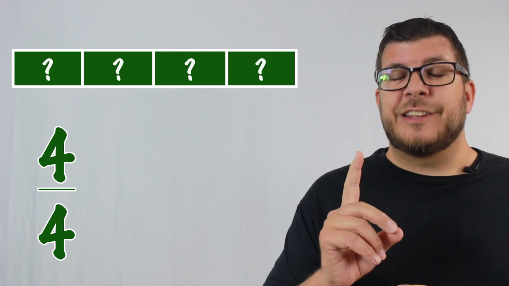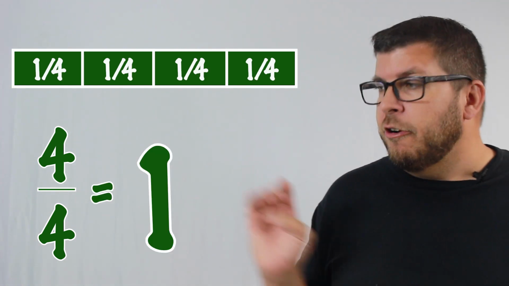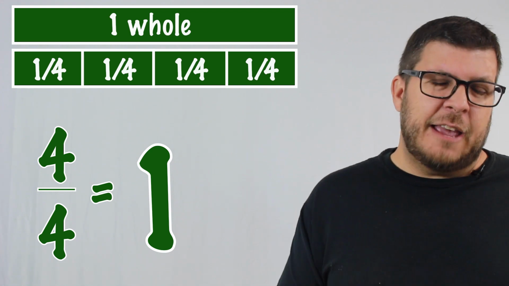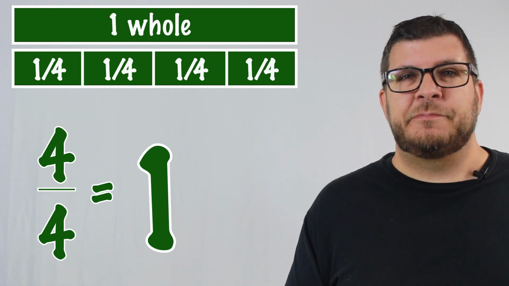Now, what if I'm talking about all 4 pieces? 1, 2, 3, 4 is my numerator. And how many pieces would it make it whole? 4. So it's 4 over 4, or 4 out of 4, or 4/4. Now, anytime that you have the numerator that's the same as the denominator, that's one whole. 4/4 is one whole. So you don't have to say 4/4, you can just say one whole. Hopefully that helps and makes a little bit of sense.